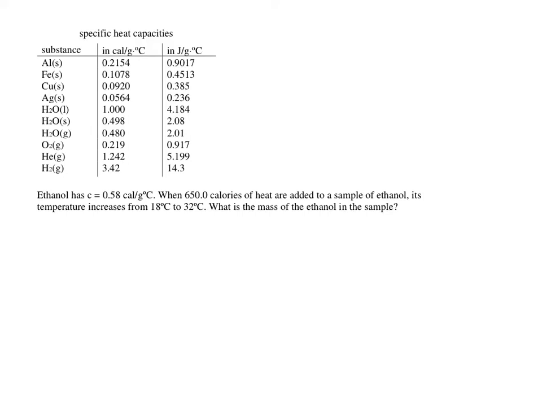This is a heat and temperature change problem. So we're going to start with our usual equation: Q, the heat, is equal to the mass times the specific heat capacity times delta T. In this case, we're going to be solving for the mass of the ethanol. So we're going to rewrite this equation solving for mass.